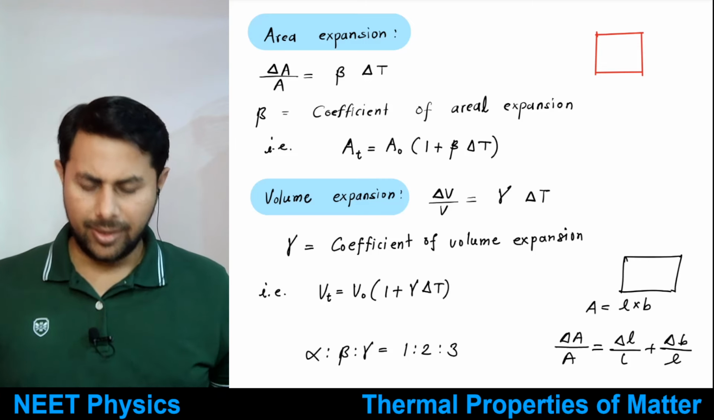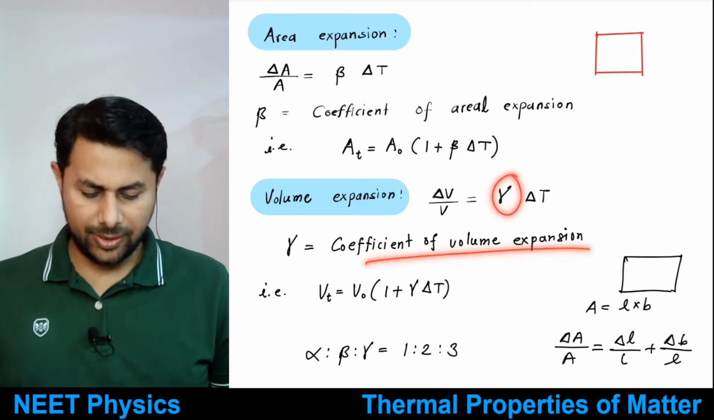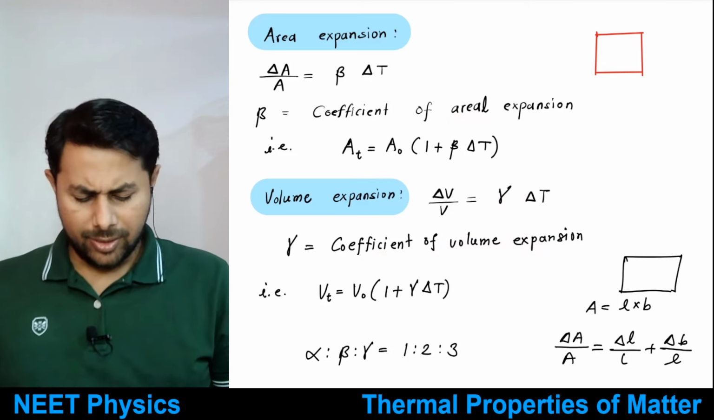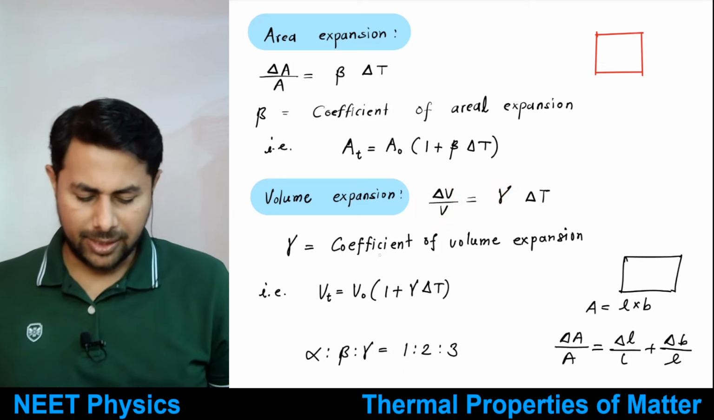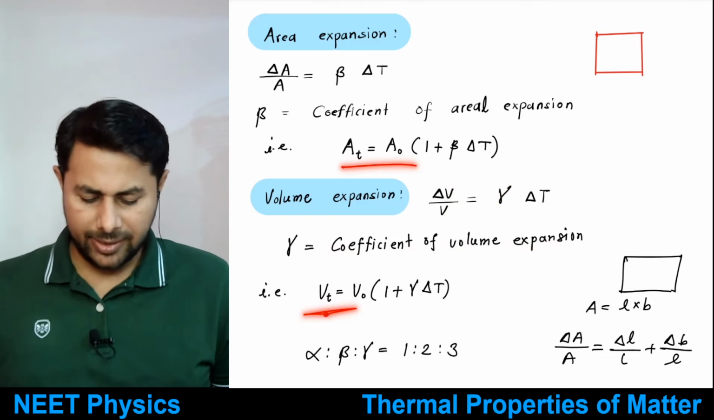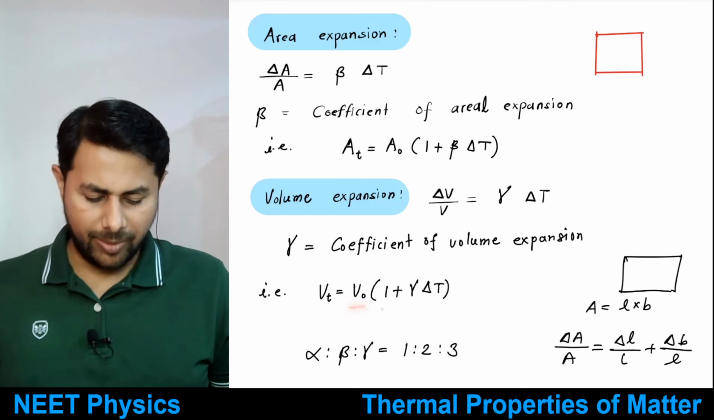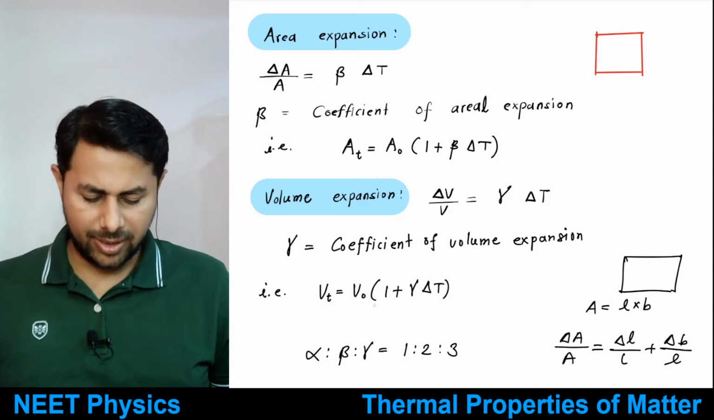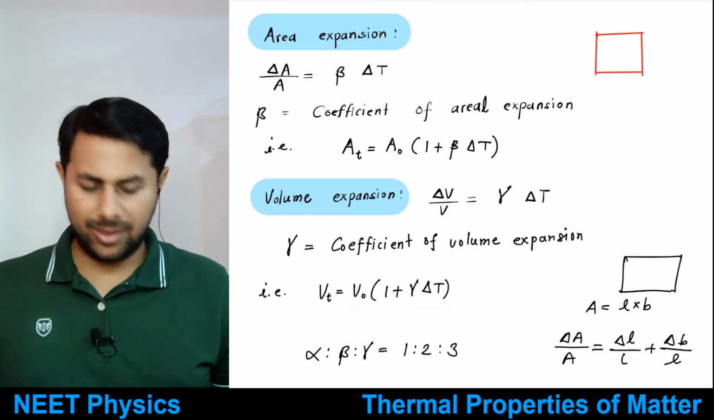Right? Good. And similarly, we define coefficient of volume expansion. Okay, linear expansion, areal expansion. Next is volume expansion. So delta V divided by V is equal to gamma delta T. That gamma is called the coefficient of volume expansion. And similar to this, we write this relation that volume at temperature T is equal to V naught multiplied by 1 plus gamma delta T.